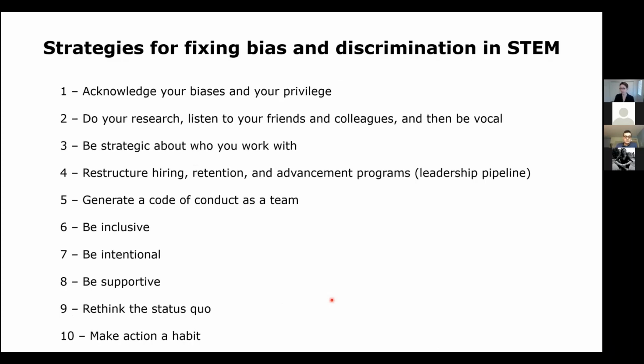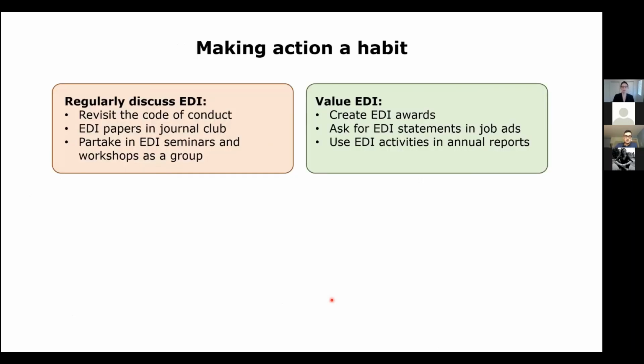And then the last one is making action a habit. Regularly discussing EDI. There's tons of evidence that says that showing up to one of these talks once a year or twice a year changes behavior for about 24 to 48 hours and then nothing. So regularly discussing this is the only thing that is going to help us reevaluate how we're doing. Valuing EDI work. A lot of the people who are doing work in this area are from marginalized groups, and it is an added burden on top of everything else. Actually valuing it for promotion and tenure or for scholarship applications, creating awards for people who are trying to make a difference, I think is really important.